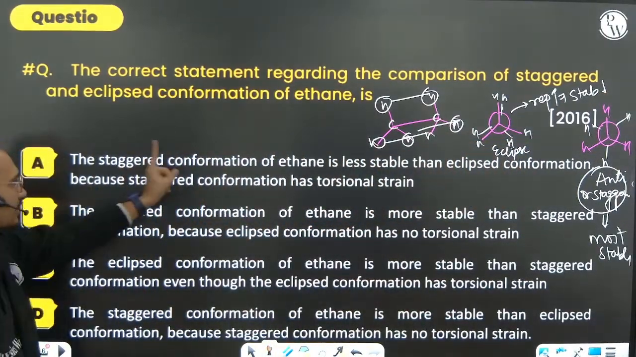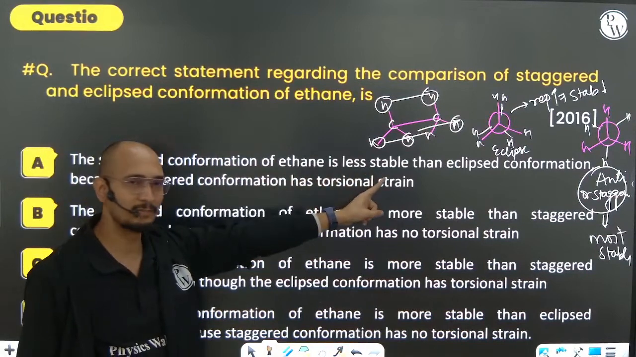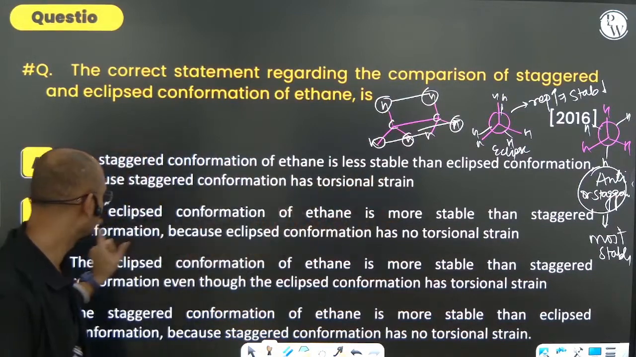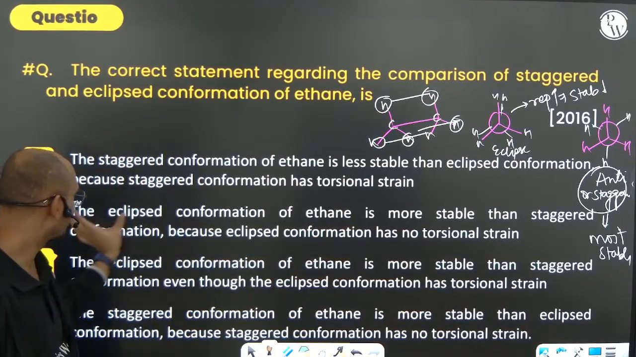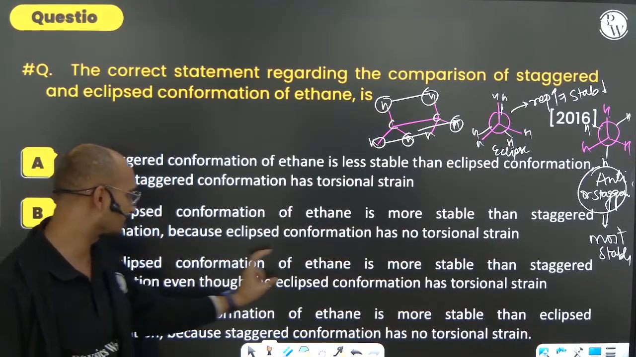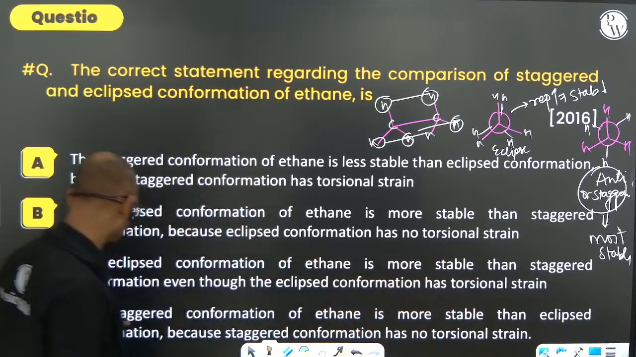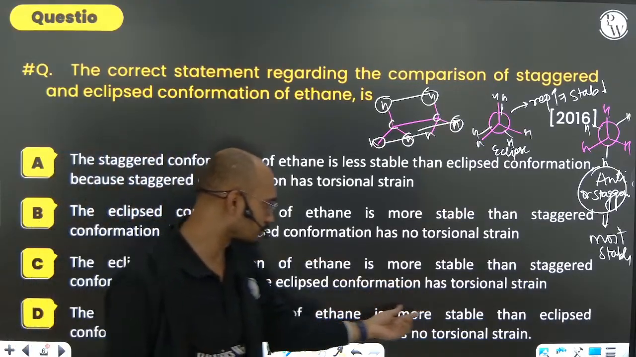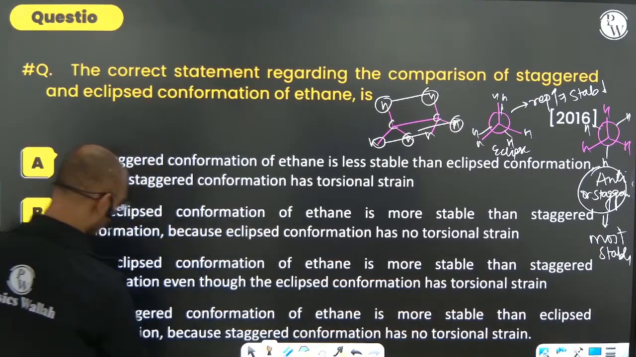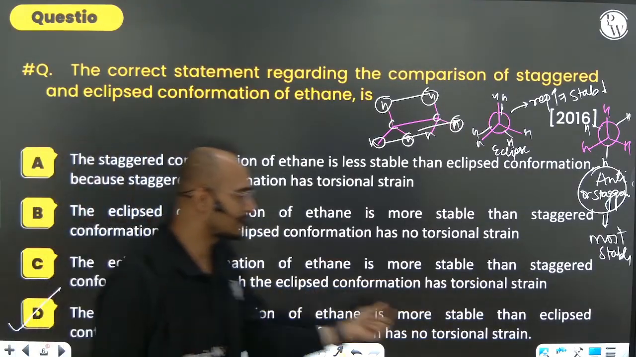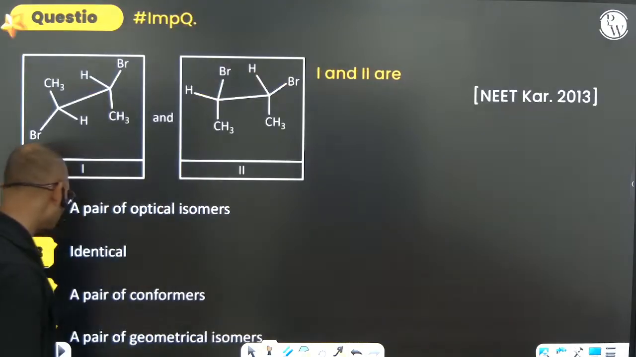Now, the staggered conformation of ethane is less stable. No. Staggered is more stable. No. Eclipsed conformation of ethane is more stable. No, wrong. The staggered conformation of ethane is more stable than the eclipsed conformation, because the staggered conformation has no torsional strain. Is that okay? I hope it is okay.